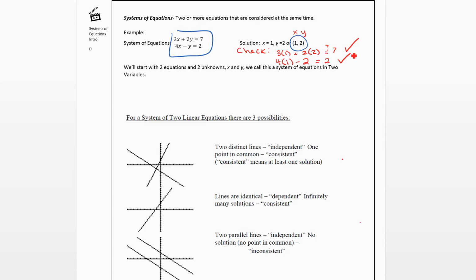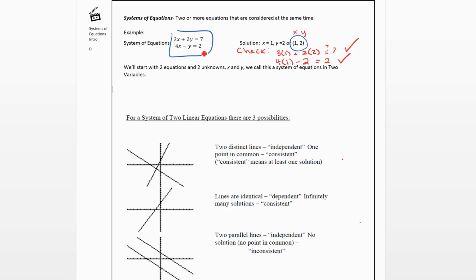So we're going to start with two equations and two unknowns. And this is a system of equations in two variables. Now, if you solve for y in each of these equations, these would graph as lines. That's why they're called linear equations. And in this class, we're not going to worry about anything that graphs as more complicated things.